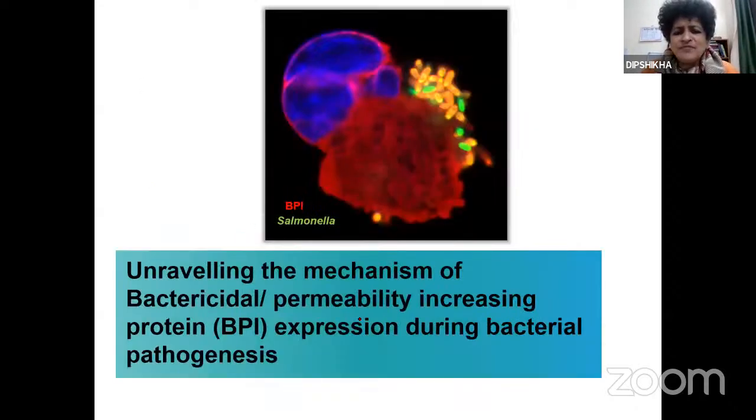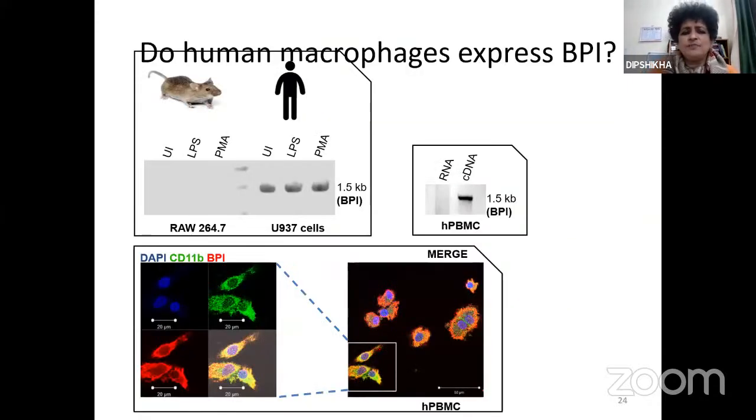So how do they work? If you really unravel the mechanism of the BPI, you will be very surprised. One of the very interesting parts is that this BPI is only expressed by human. Mouse does not express BPI. So BPI is not present in the mouse system. It's only present in the human system.